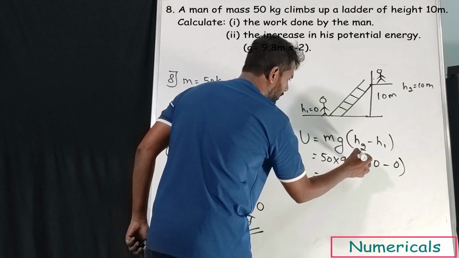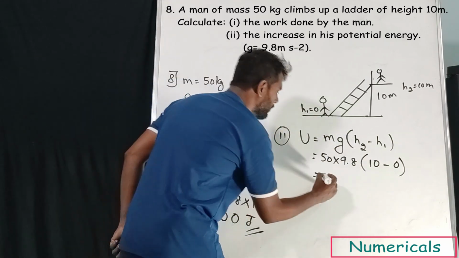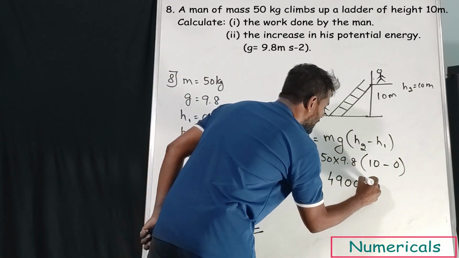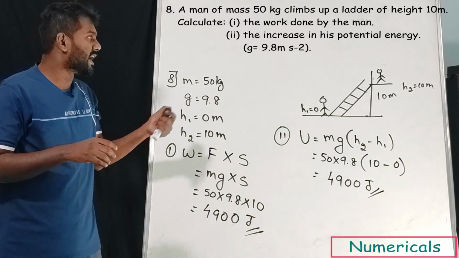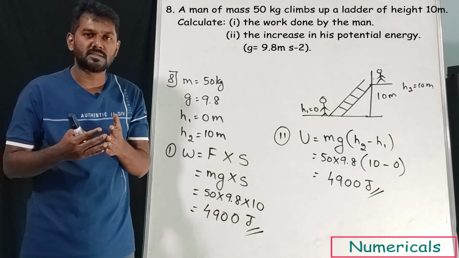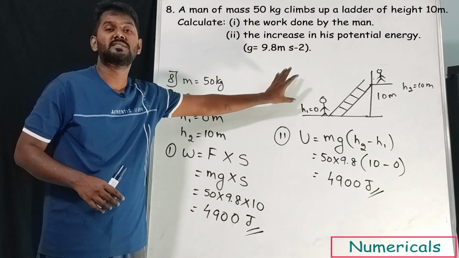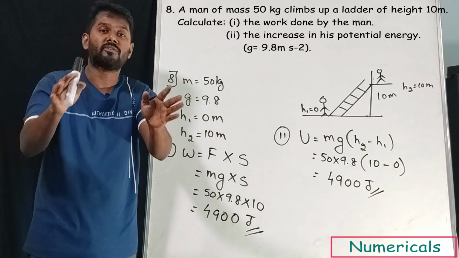Then 50 into 9.8 into 10 is nothing but this value. So 4900 joules. That's it. Okay. So if you understand the concepts, fine. If you cannot understand, then try to draw the reference diagram. That will definitely help you.